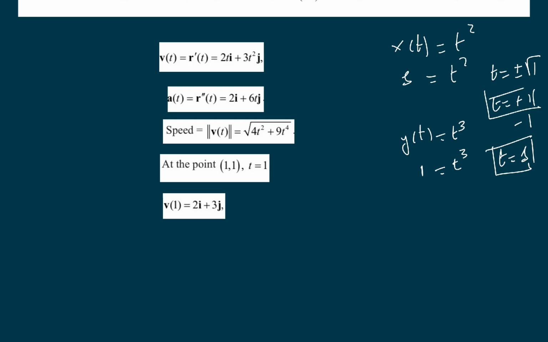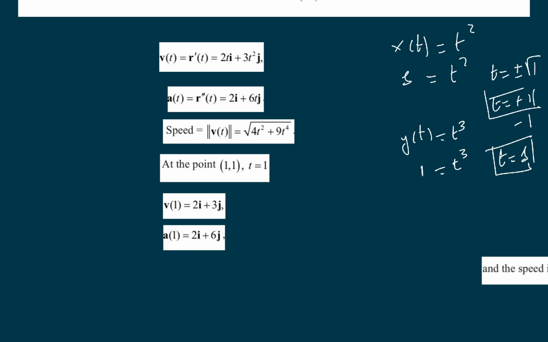Same thing. If you plug in t equal 1 in the formula of the acceleration, because the acceleration is 2i plus 6tj, the acceleration at the time t equal 1 will be 2i plus 6j. And what is the speed? The speed is the magnitude of the velocity, the square root of the sum of the component squares.